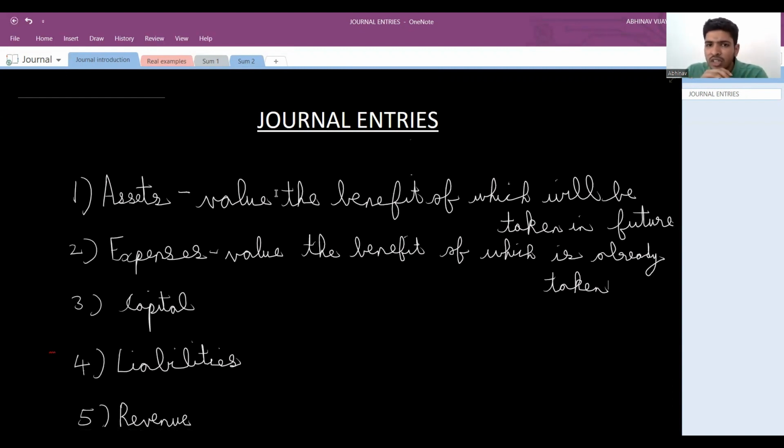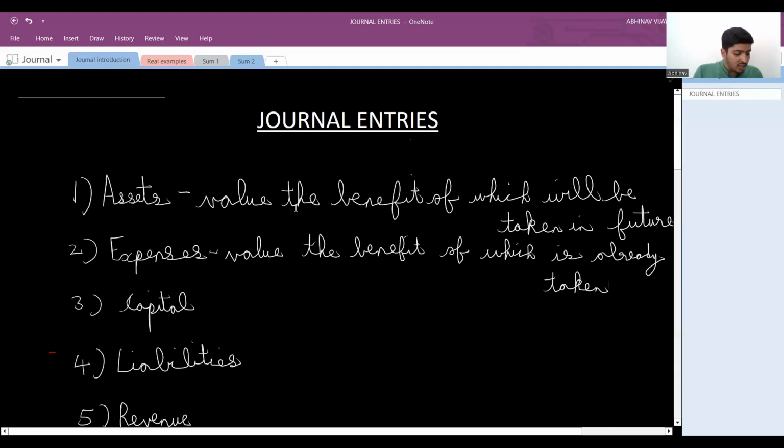This is not the book definition, but this definition will help you become a master of journal entries. So when I say assets, the value, the benefit of which will be taken in the future should come to your mind. And whenever I say expenses, nothing else, no other book definition: the value, the benefit of which is already taken. These two definitions should come to your mind whenever you hear the word assets and expenses, not only in this chapter, in the whole of accountancy.